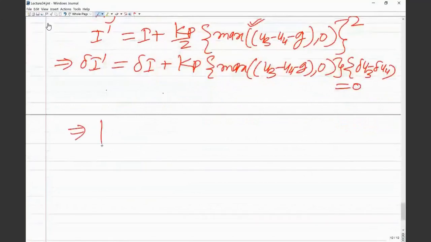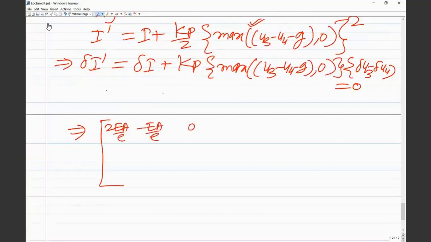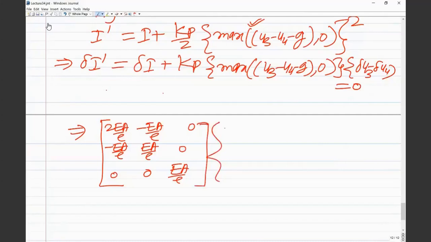Now from this, if you look at the equations which have to be solved finally, they will be 2EA by L, minus EA by L, 0, and then minus EA by L, 0, 0, 0, EA by L. The penalty terms I am keeping on the other side separately. So that is u2, u3 and u4.